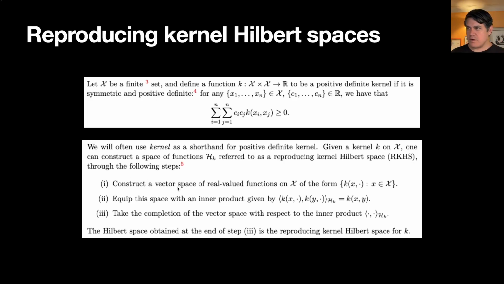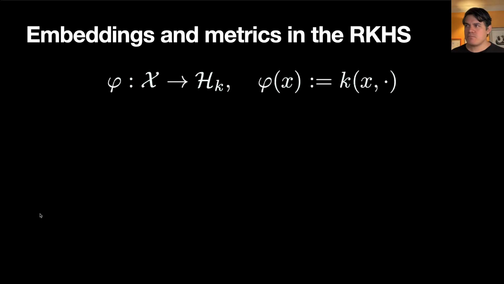And once we have this kernel, we can construct what's known as a reproducing kernel Hilbert space by first constructing a vector space of real valued functions using the kernel k that we have, right? So we leave the second parameter free, and that gives us a set of functions. We're going to equip this space with an inner product, which is simply given by the kernel. And then we're going to complete the vector space with respect to this inner product. And this is going to result in a reproducing kernel Hilbert space. So there's lots of literature out there. I'm not going to go through this too much. If you want more details, you can check out our paper and the references in there.